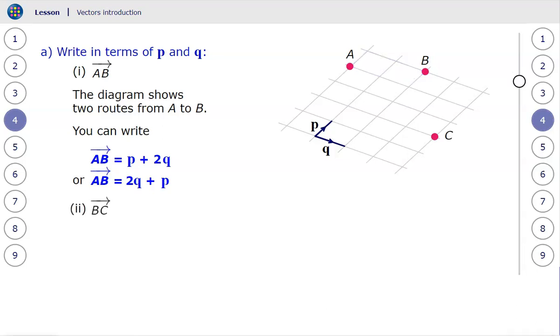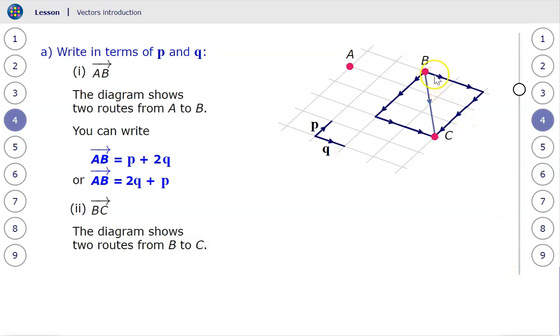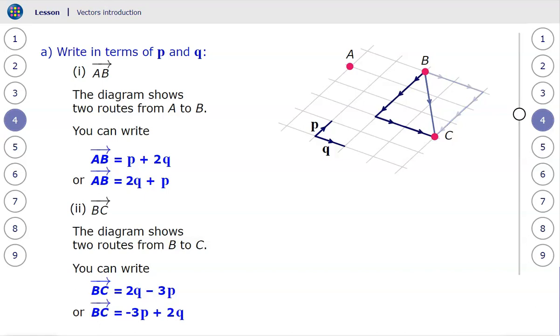If I think about BC, I've got to go 2 across like that. So that's 2 in the direction of Q. So that's going to be 2Q. And then I've got to go 3 along the vector direction that P is, but in the opposite way. So this is going to be 2 Qs, and that's going to be minus 3 Ps. So I can write it as 2Q minus 3P, or I could write it as minus 3P plus 2Q.